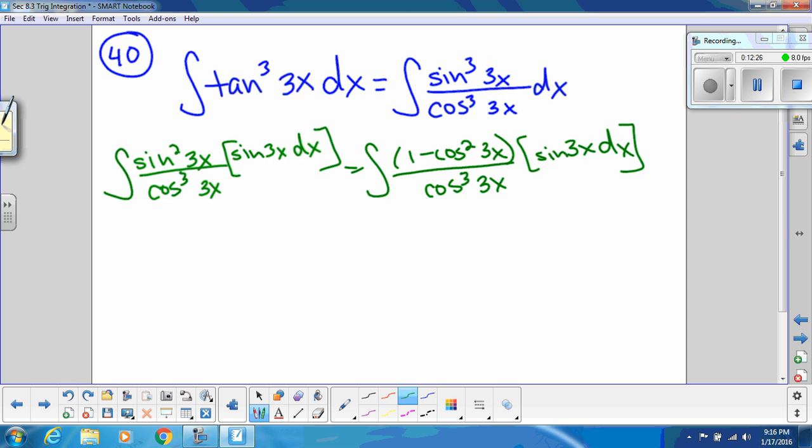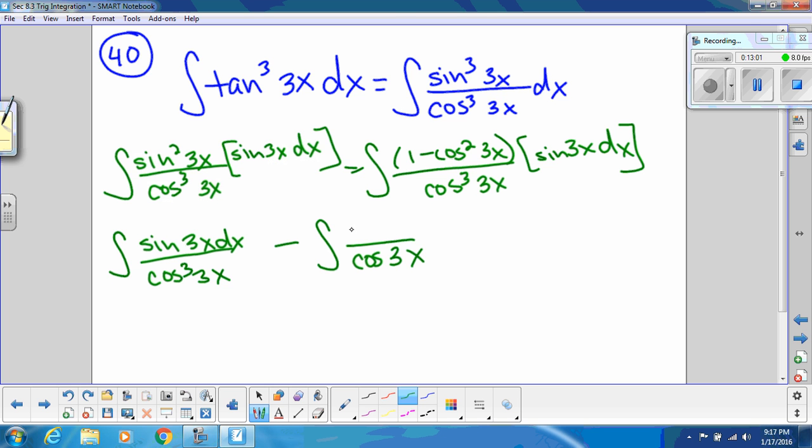All right, and now we're just going to simplify these. That first integral is going to be my du over my cosine cubed. So I'm going to have sine of 3x dx over cosine to the third power of 3x. And then I'm going to have minus cosine squared over cosine cubed. So that's just going to leave me with a single cosine in the denominator. So cosine of 3x. And then I still have that sine of 3x dx.